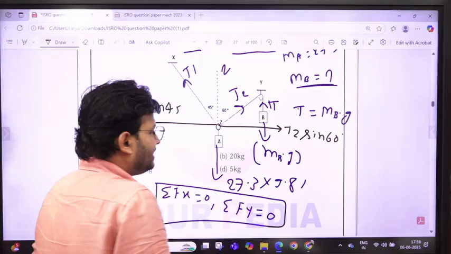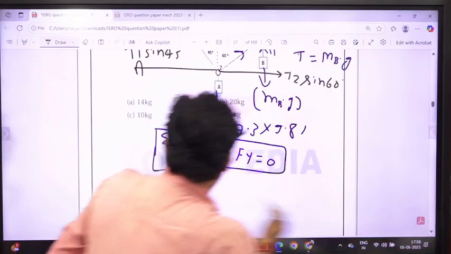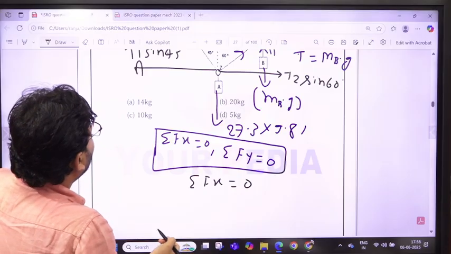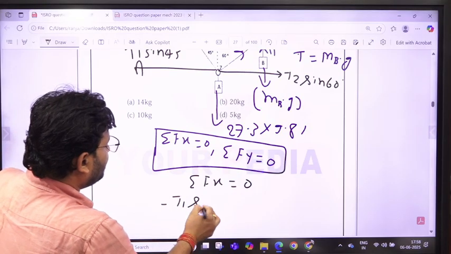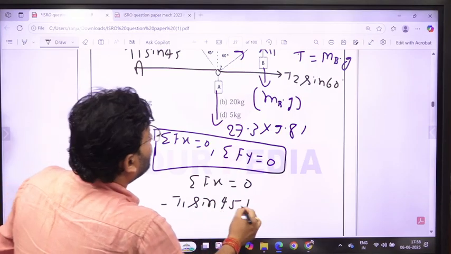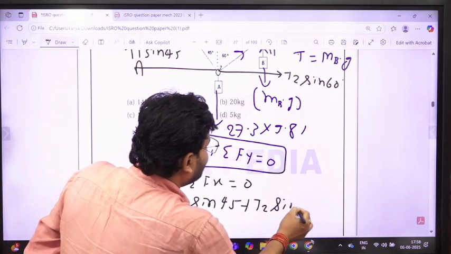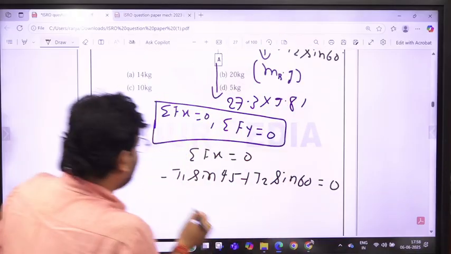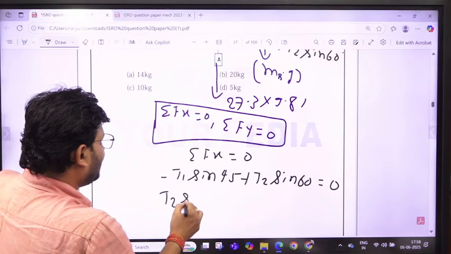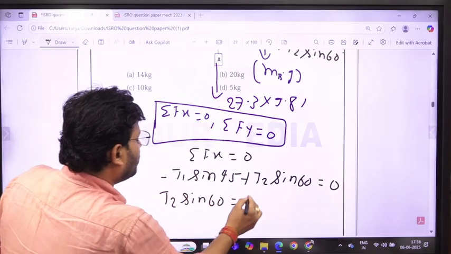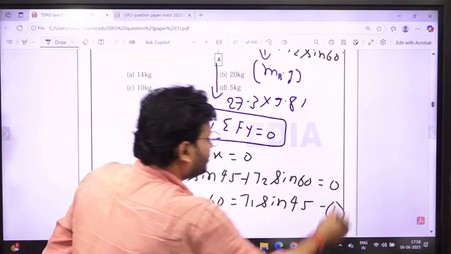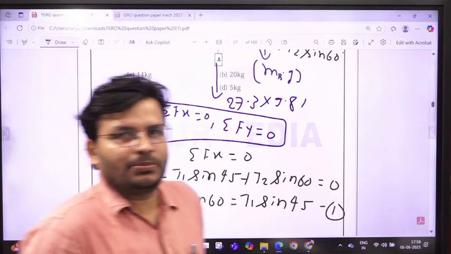So sir, if I am going to use the equation summation of all the force in x direction is 0, can I say minus T1 sine 45 plus T2 sine 60 is equal to 0? Yes sir. So from the equation I can say T2 sine 60 is equal to T1 sine 45. Let's assume it is equation number 1.